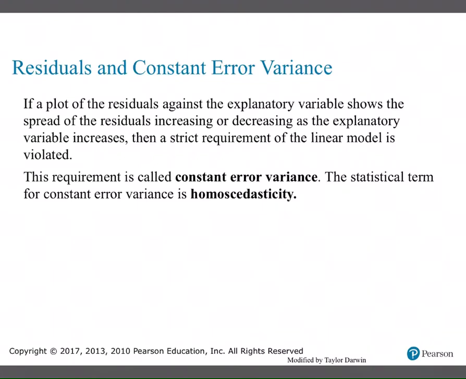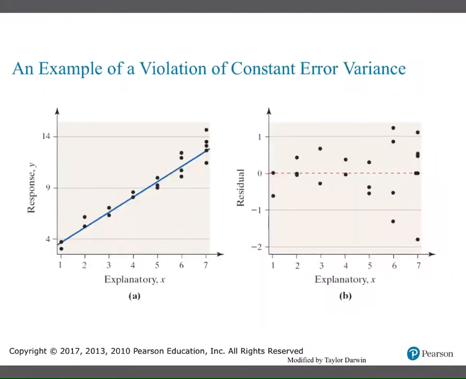There's something that exists called a constant error variance with residuals, and it's pretty self-explanatory. It's a constant error, and it gets farther and farther away. This essentially happens when the residuals are increasing or decreasing as the explanatory variable increases. And I'll show you what that looks like. So this is an example of when that happens.